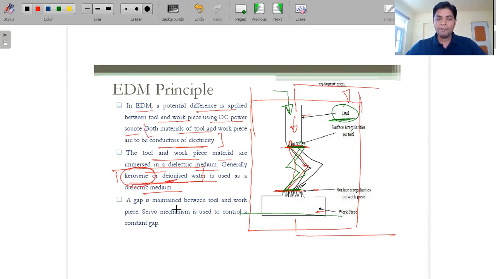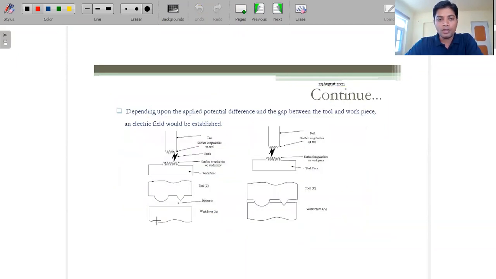Okay, a gap is maintained between the tool and the workpiece by the servo mechanism. For this gap only, the material is removed. Okay guys, and the servo mechanism is used to control the constant gap. So to make a constant gap we are using the feeding mechanism, that is servo motors. Depending upon the potential difference which is applied across the gap between the tool and the workpiece, because of that only the electric field is established.